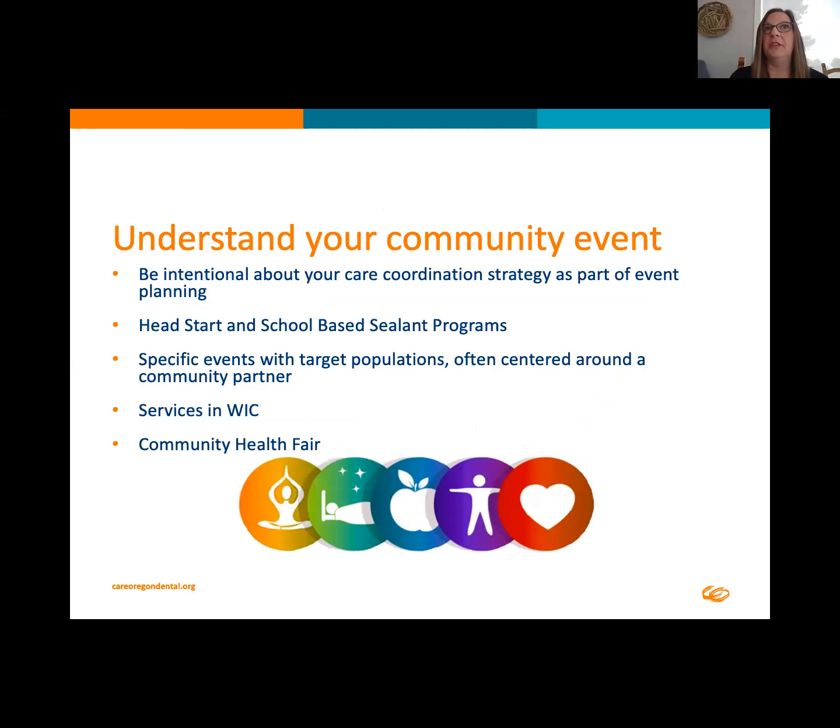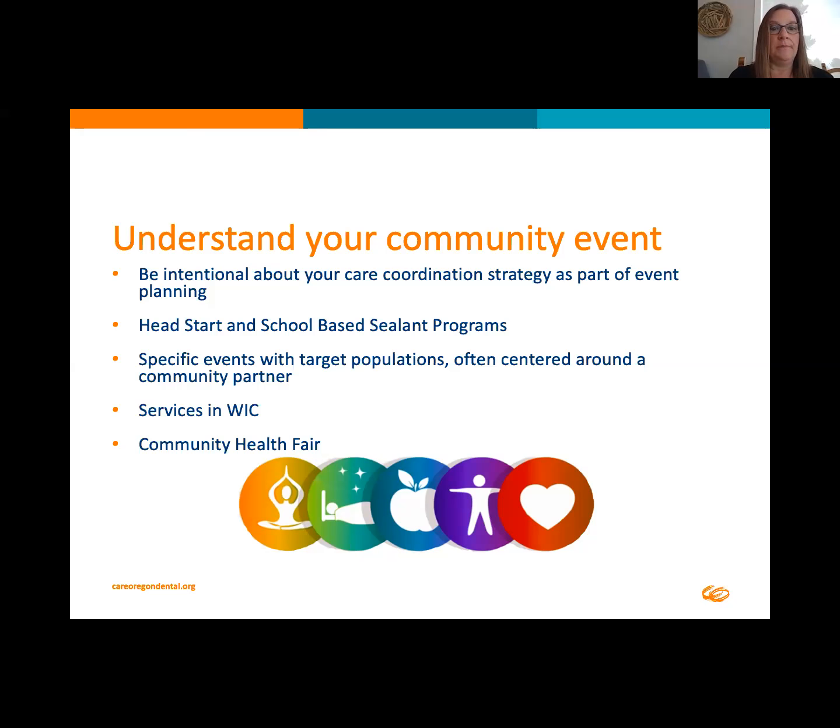We really want to make sure we understand the community event. I've based a lot of this on what might happen in a school-based sealant program, but we also tailor the degree to which we invest in the care coordination component depending on what sort of event we're participating in. So for example, we will have a much deeper level of care coordination planned when we go into a Head Start, school-based sealant programs, those types of things.